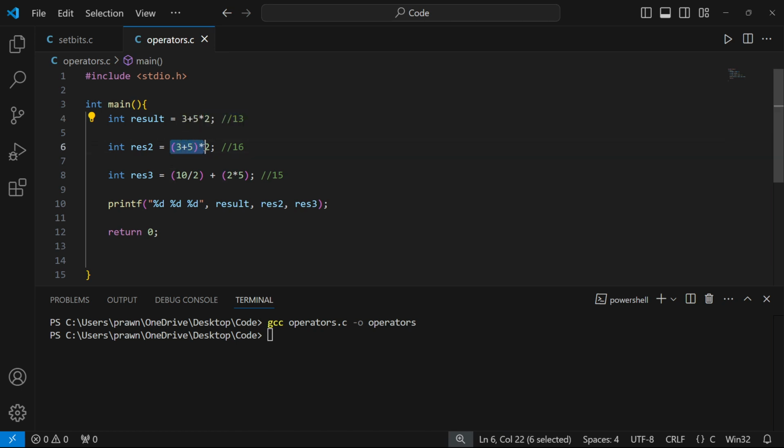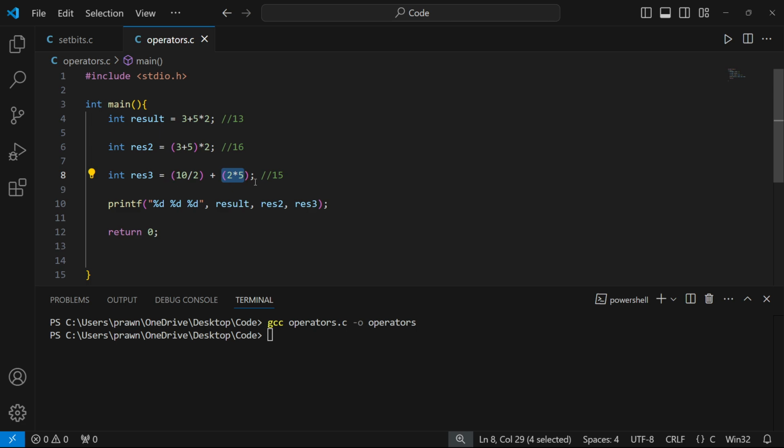I have done the same calculation in the next example, but in this case, as you can see, 3 will first be added to 5. Why so? Because of the parentheses. Since parentheses have the highest precedence, 3 will first be added to 5, which will give me 8, and that result will be multiplied by 2, which will give me 16. And in the third example, I've highlighted the property of associativity. In this case, I have used two parentheses to divide 10 by 2 and multiply 2 by 5.